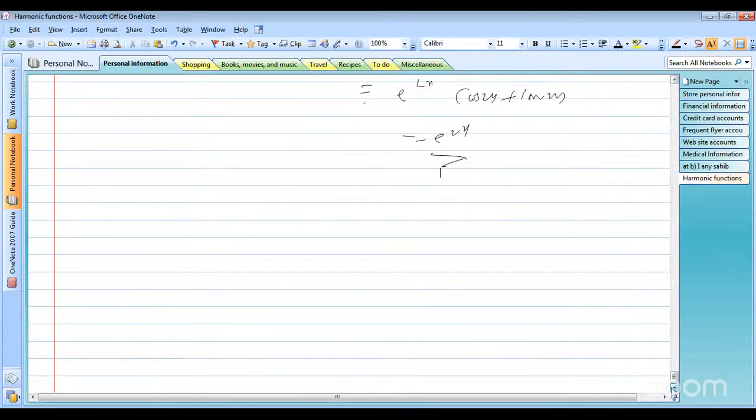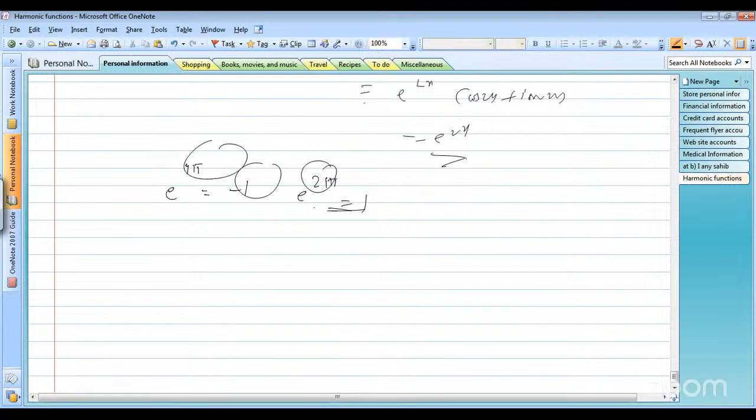So the property holds even when n is a negative integer. E power of i pi is equal to minus 1. E power of 2 pi i is equal to 1. So therefore we can see a significant difference between the complex and the real exponential function. The real exponential function is 1 to 1, but since e power 2 pi i is equal to 1, that is equal to e power 0, the complex exponential is not 1 to 1, it is periodic.